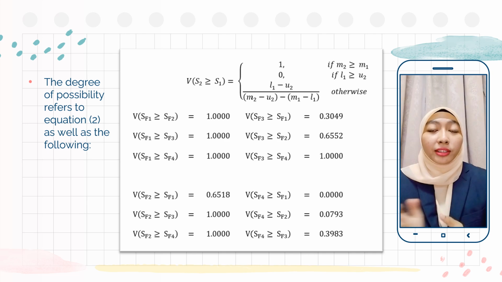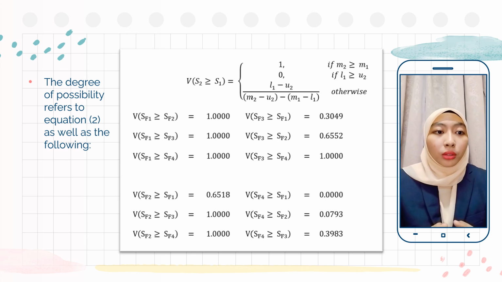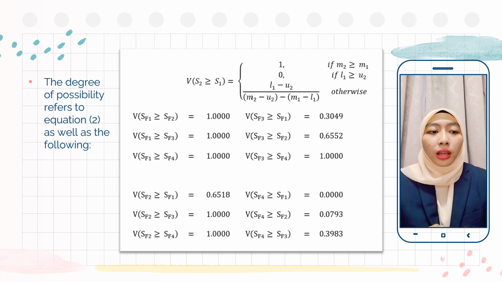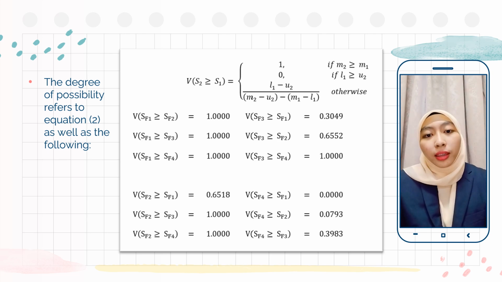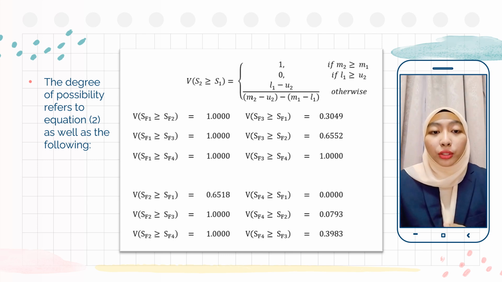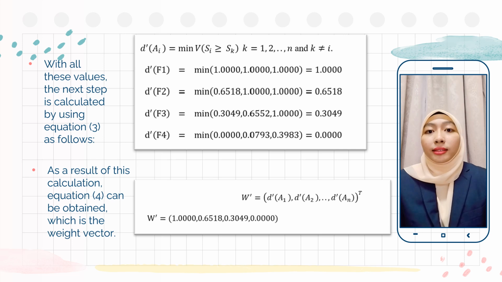Okay, from the previous slide, all the values that we find, we have to compare with each other for factor 1, factor 2, factor 3, and factor 4. To find the degree of possibility, we can refer to equation 2 as follows. And again, on my right, I have equation 2, and after comparing all based on equation 2, we get the answer on the diagram. With all of these values, the next step is calculated by using equation 3 as follows.